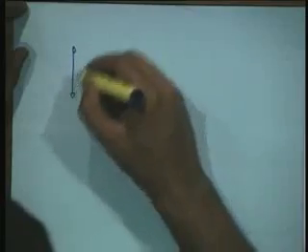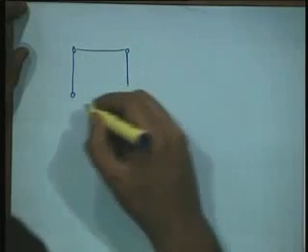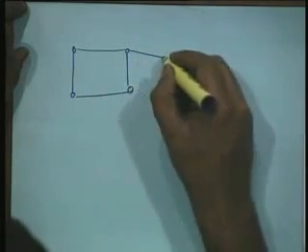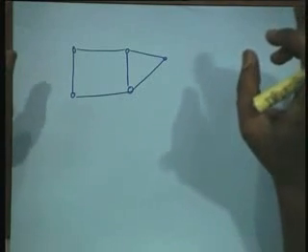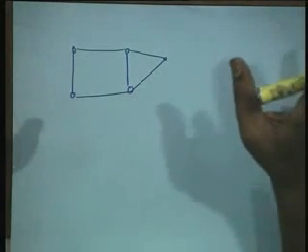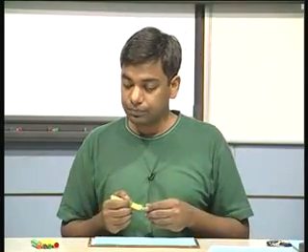Let me define the notion of a cut in a graph first for you. Recall that we are talking of undirected graphs. The notion of a spanning tree is defined only for an undirected graph. For a directed graph there are different notions. We don't say a spanning tree in a directed graph. So I give you an undirected graph.